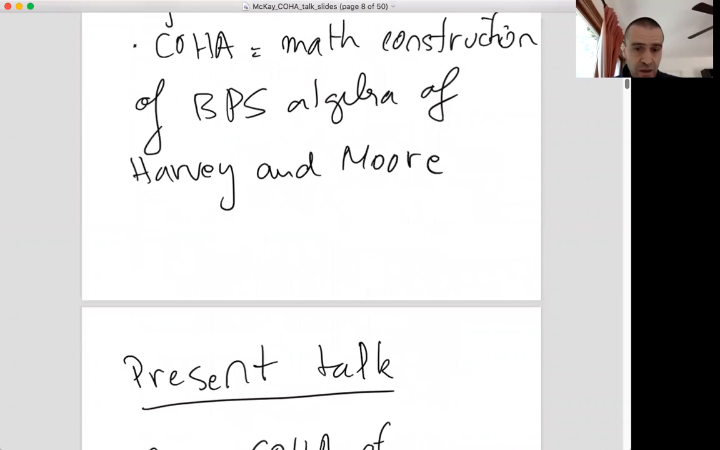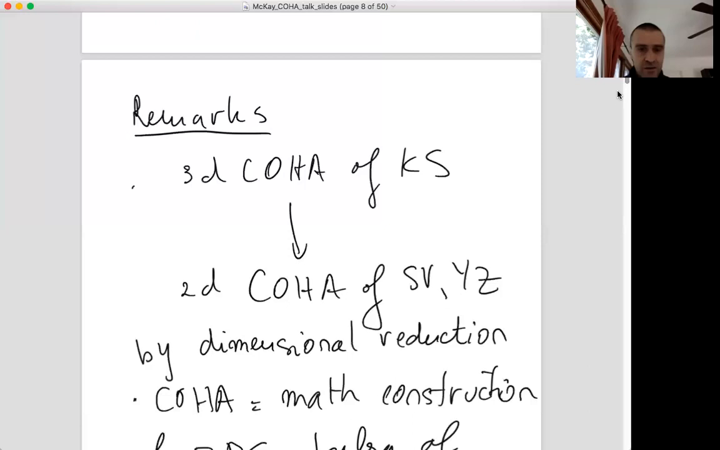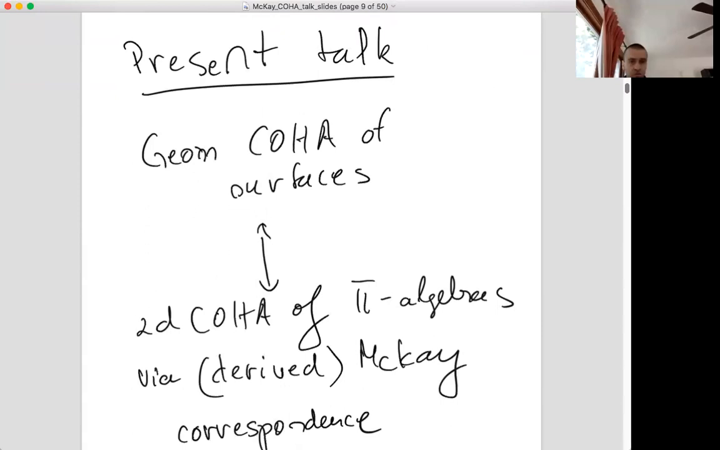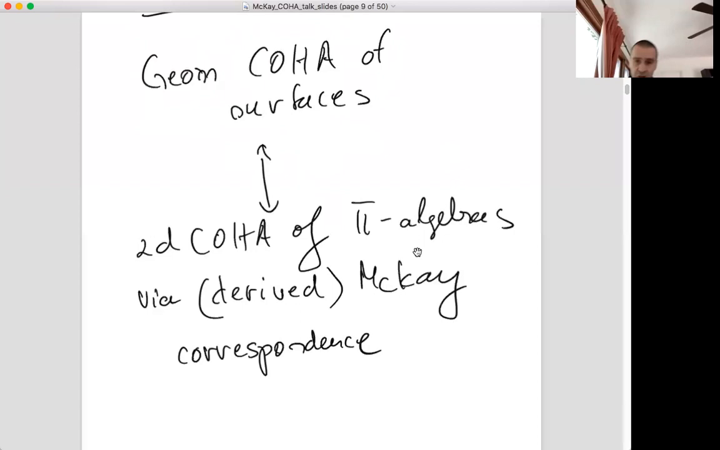Now, okay, so this is just in very broad terms, and I didn't insist on technical details, at least not yet. So what is the current context? The current context lies in between these two constructions, these two different directions, in which we were trying to understand the connection. Part of the motivation is the connection between the geometric coha of sheaves on surfaces and the two-dimensional coha of preprojective algebras. And we're going to do that in a special case. I mean, not for any surface or any preprojective algebra, but for a specific case of such objects which are related by derived McKay correspondence. That's part of the reason.